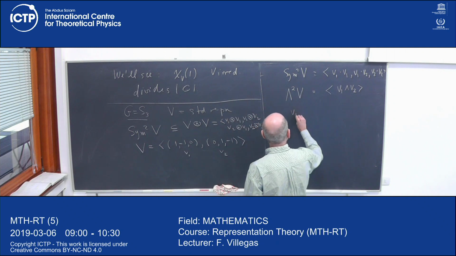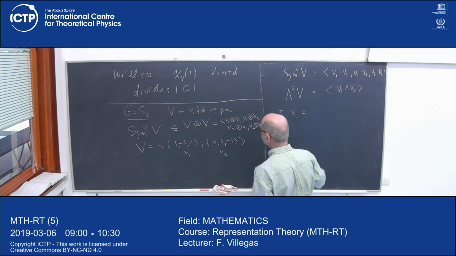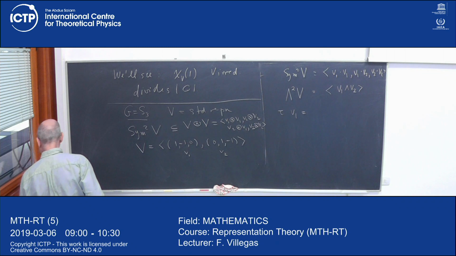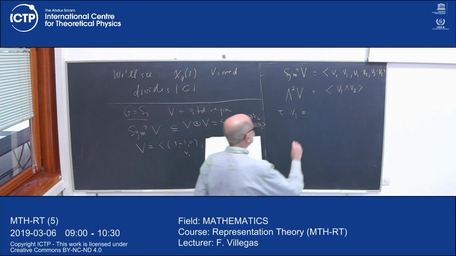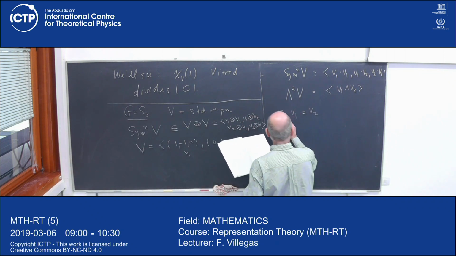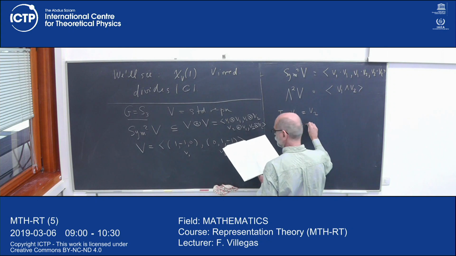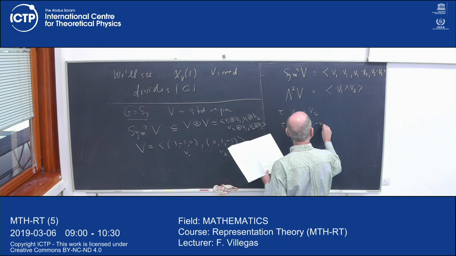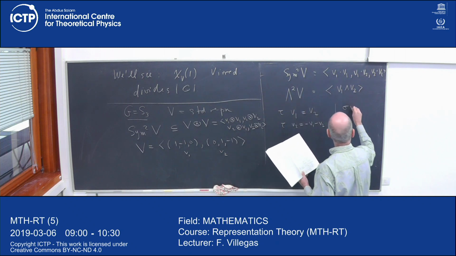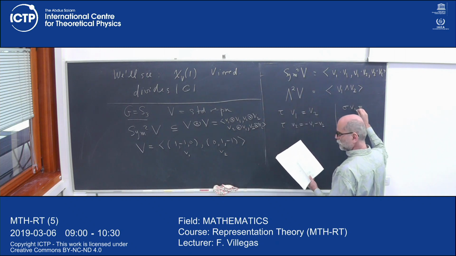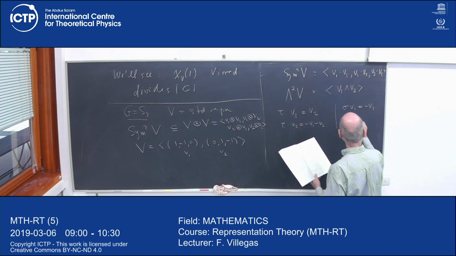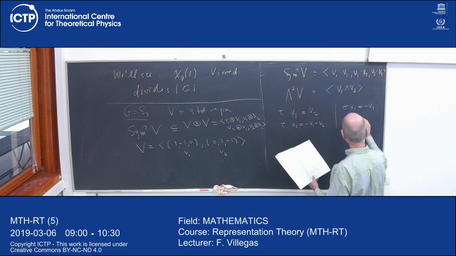So V1, let's recall, we've done this before: tau of V1 was V2, and tau of V2 was minus V1 minus V2, and sigma of V1 was minus V1, and sigma of V2 we worked out was V1 plus V2.